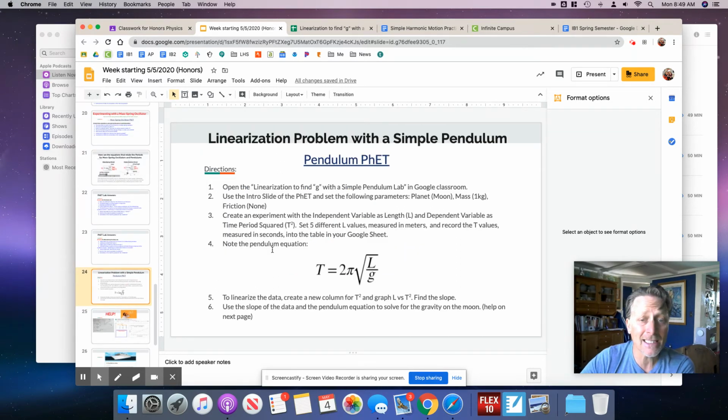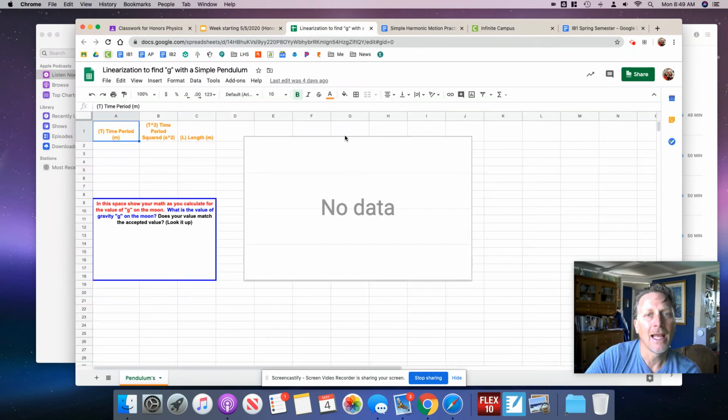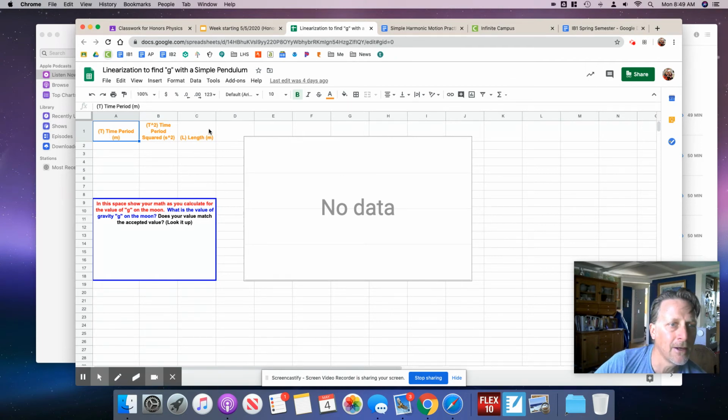Now, the next thing you'll do is jump into this pendulum PhET, and you're actually going to create a test with it. You're going to test time period, and you're going to put that versus the length of a pendulum, and you're going to do a linearization process. I've created this sheet right here that you're going to use, and you've got time period versus length. These are two things you're going to measure right here. This is going to be your independent variable, and this is your dependent variable.